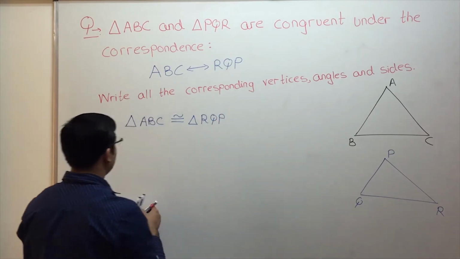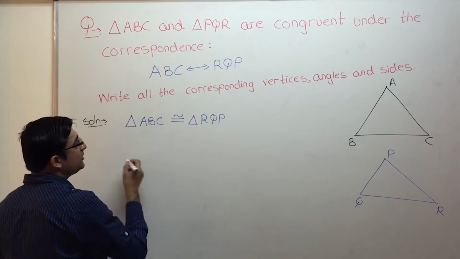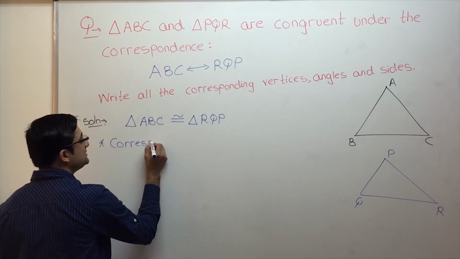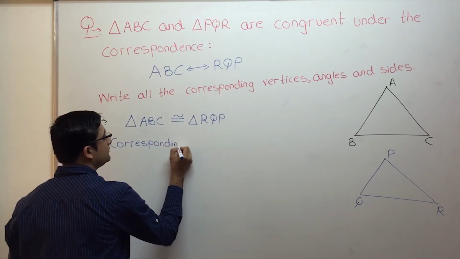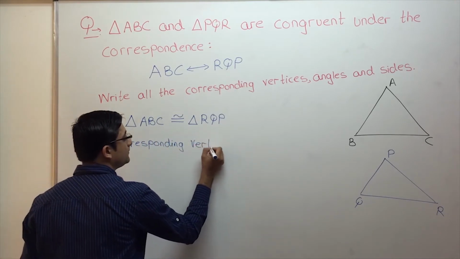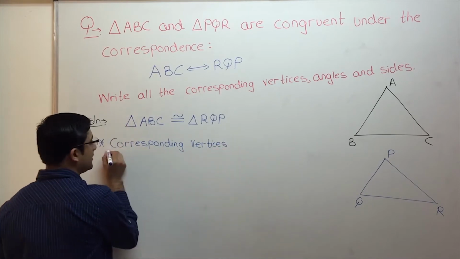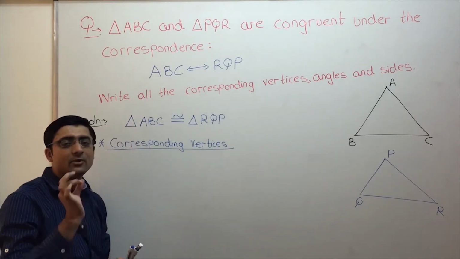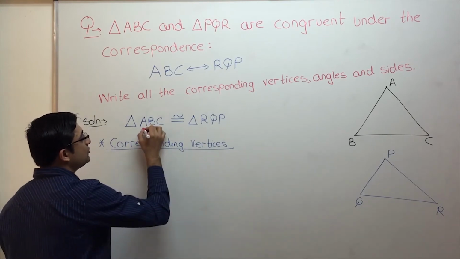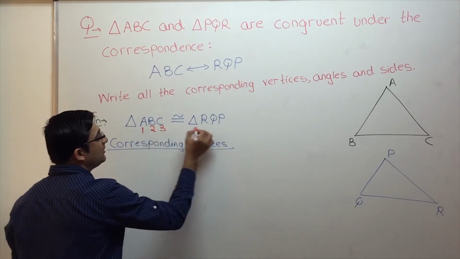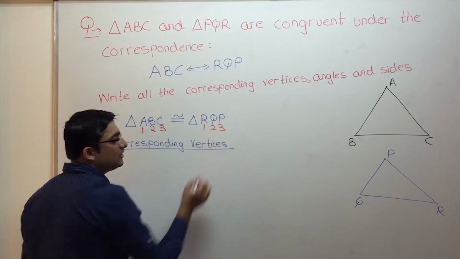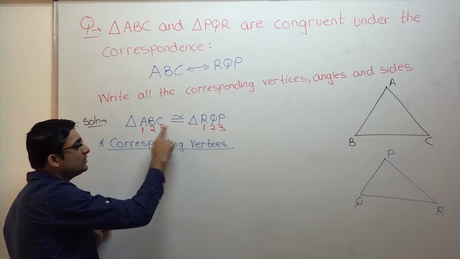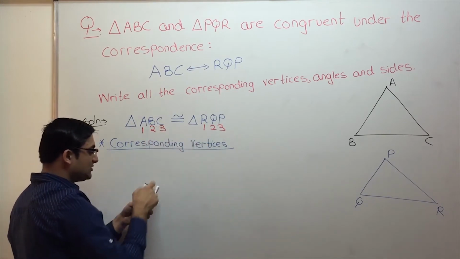So let's begin. First of all, we'll begin with the corresponding vertices. So I'll give the heading corresponding vertices. Before we begin with this, what do we have to do? In the congruence statement, label 1, 2, 3, 1, 2, 3. Now how do we get the corresponding vertices? Simple. 1 corresponds to 1, 2 corresponds to 2, 3 corresponds to 3.